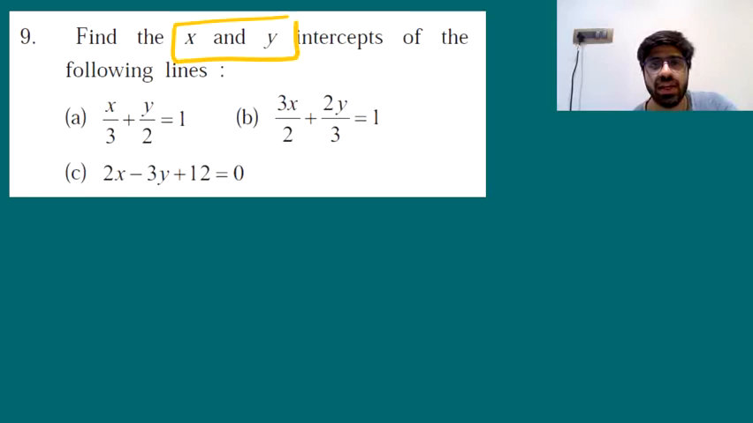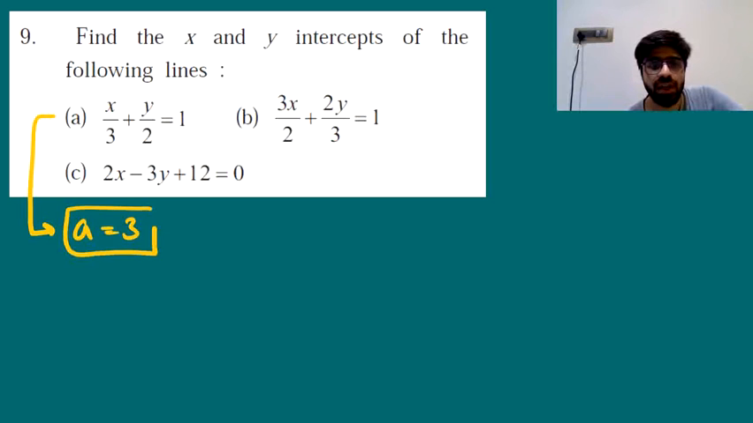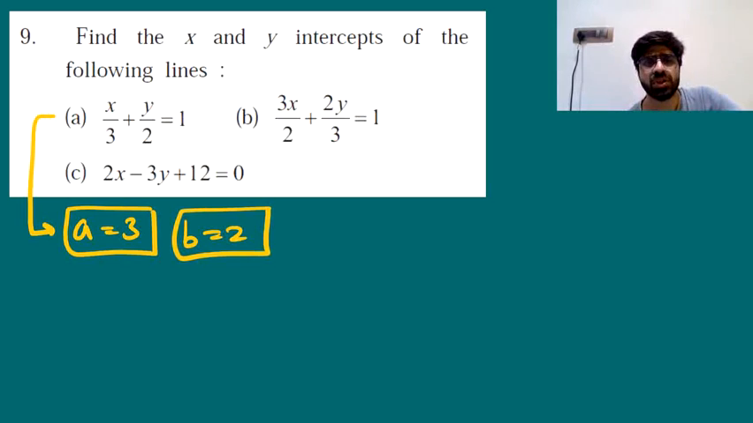You need to find the x and y intercepts of the following lines. So for the first question it is very clear that the equation of the line is already in the double intercept form. So for the x-intercept, you can compare it with x upon a plus y upon b equal to 1. In place of a you have 3, so the x-intercept will be 3. In place of b you have 2, so the y-intercept for the line will be equal to 2. And that's how we are answering the first question.